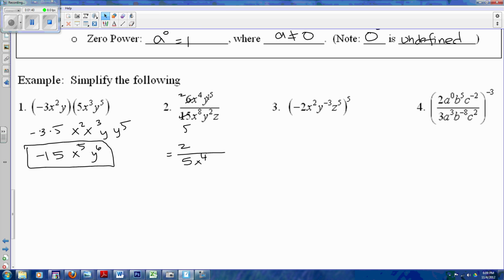There's a few ways you can think about canceling. Okay, y's, y to the 5th over y squared. 5 minus 2 is 3, so we're going to have y to the 3rd on top, and then there's still just a z left there.